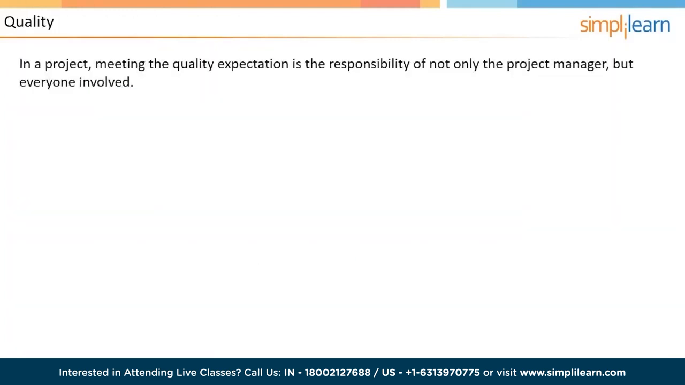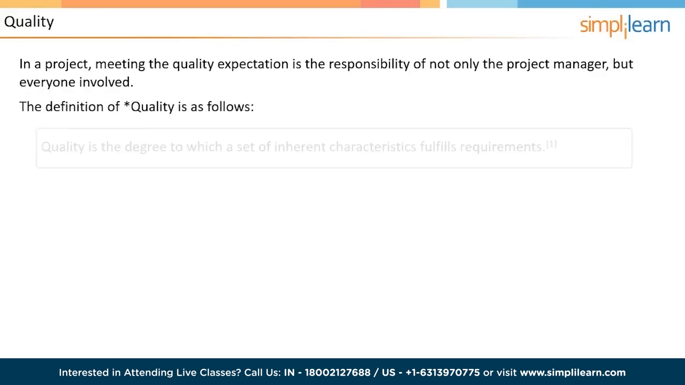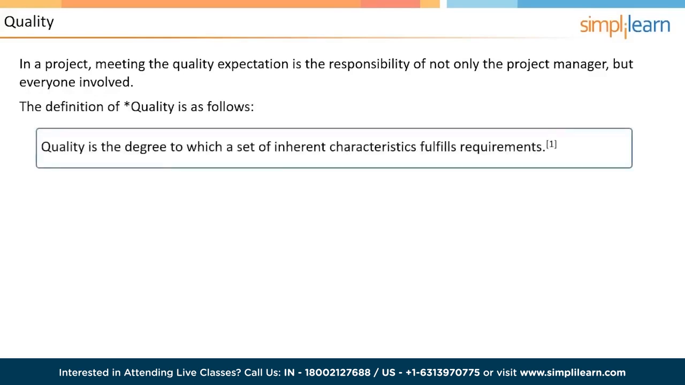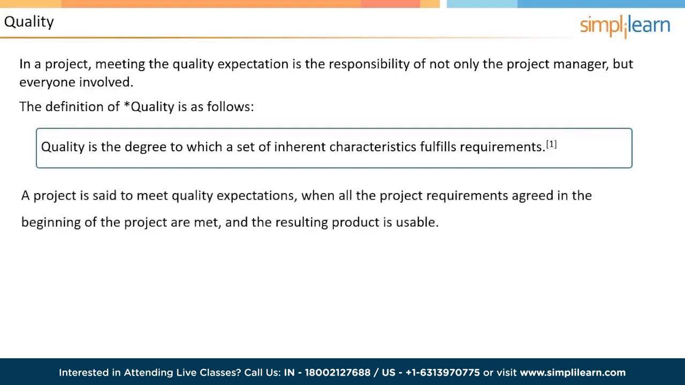The project manager is responsible for quality in a project. However, it is also the responsibility of each and every one in the project to ensure that whatever they do meets project quality expectations. Quality is defined as the degree to which a set of inherent characteristics fulfills requirements. A project is said to meet quality expectations when all the project requirements agreed in the beginning of the project are met, and the resulting product is usable. Usable means that the intended users can use the product without any problem. In the next screen, let us look at some quality-related terms.